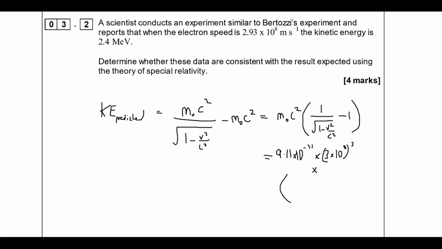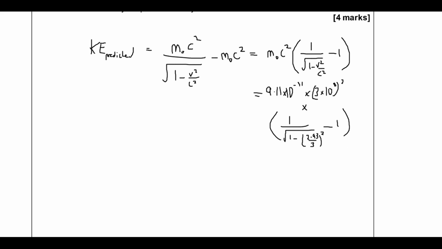and that's multiplied by the square root of 1 minus 2.93 over 3 all squared, minus 1. Those are our values, and when we put that in, that comes out as 2.99 yada yada yada times 10 to the minus 13 joules. And let's convert that into mega electron volts, seeing as that's what we're dealing with. So divide by 1.6 times 10 to the power of minus 13.